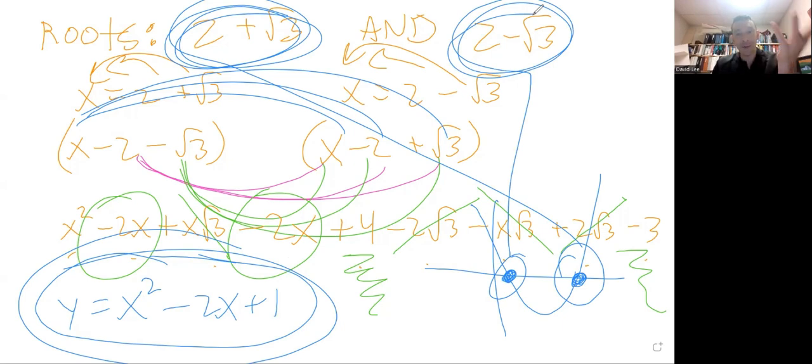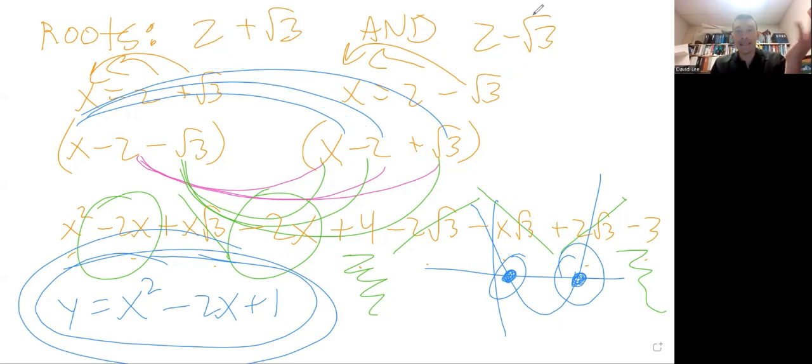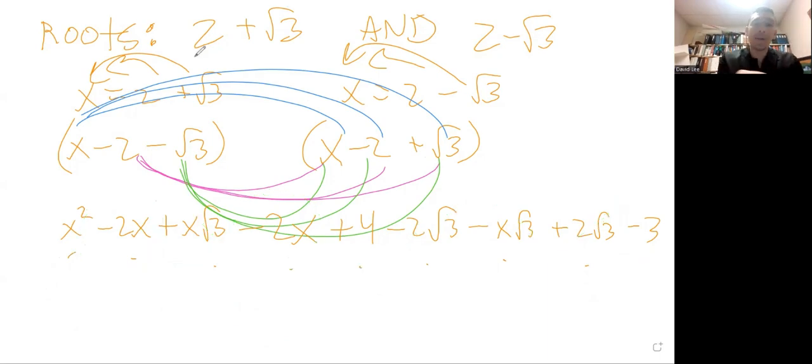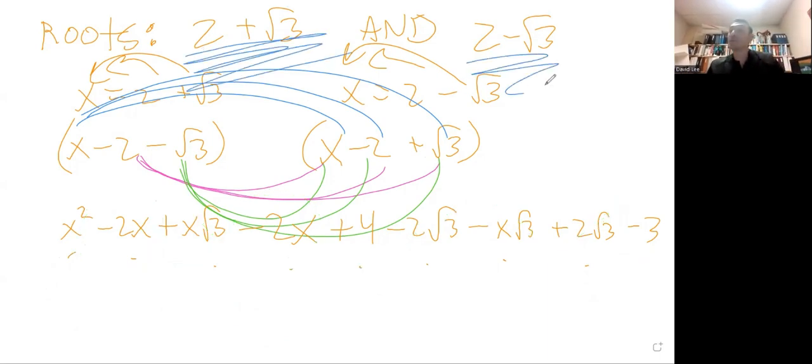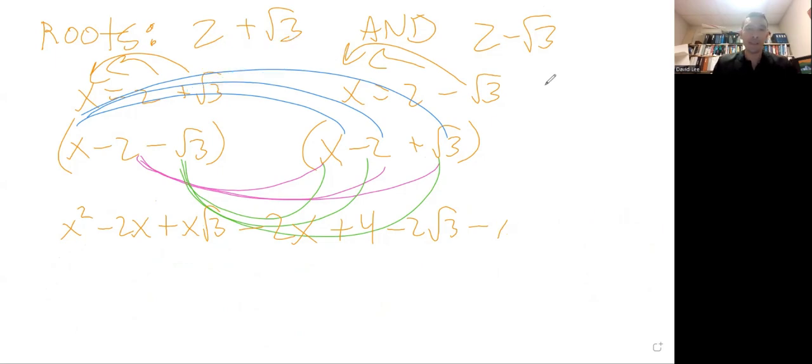Right? You can check your answer on Desmos by graphing it and seeing that the decimals you get are the approximations of those exact numbers. Okay? So let's do one more, and then we can call it a day.